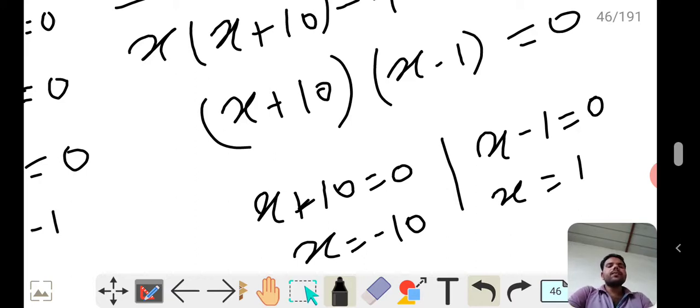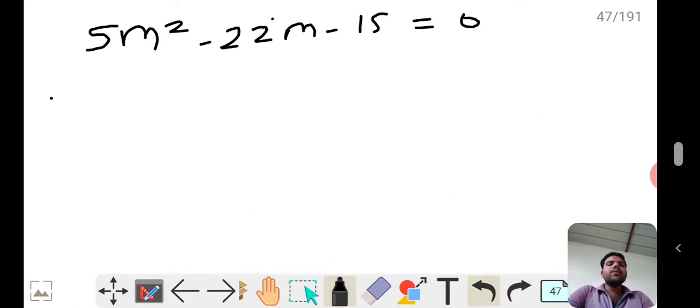Quadratic equation by factorization method. So let's see the last case. In the last case we have 5m square minus 22m minus 15 is equal to 0.